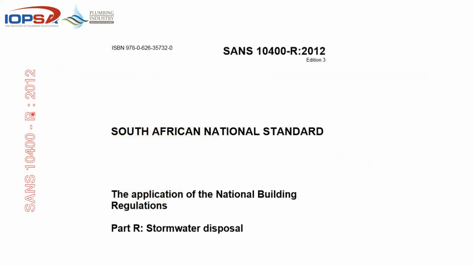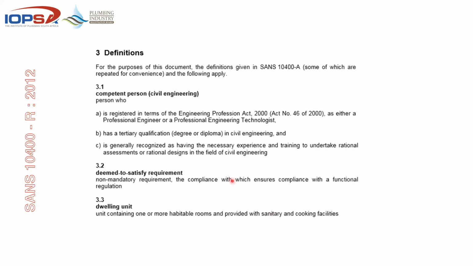So we look at Part R, which is stormwater disposal in the National Building Regulations. It's something that I feel plumbers have basically handed over to civil contractors, and we've got a lot of companies doing these aluminium gutters, long span gutters, etc. But it is still part of the building regulations, and it also falls under plumbing for that matter. So the document starts as per usual with all the definitions.